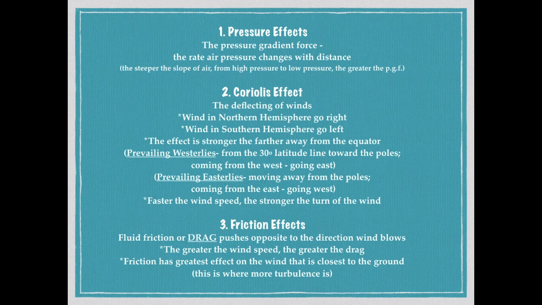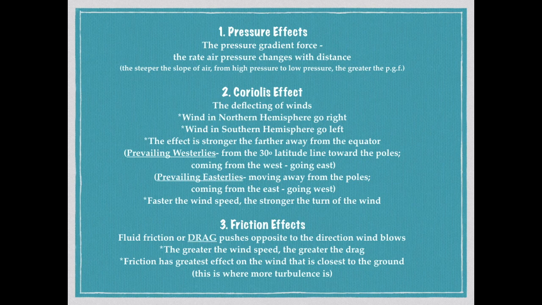Now, here are some new terms that you need to be aware of, called prevailing westerlies and easterlies. The prevailing westerlies are actually coming from the west going east. So don't get this confused. If it's a prevailing westerly, it's going east. Why is it called a westerly? Because it's coming from the west. So a prevailing easterly is coming from the east going west.